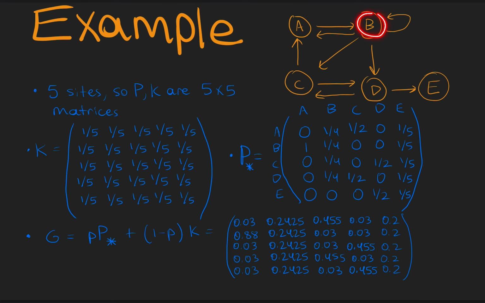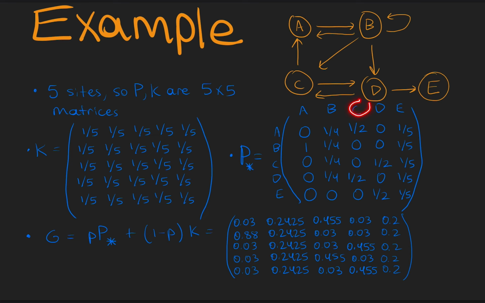Okay, and then we go to website B. Website B has a link to itself. It has a link to website A, it has a link to website C, and it has a link to website D. So those are 4 total links. So we're going to do 1 divided by 4, 1 divided by 4, 1 divided by 4, and 1 divided by 4, because these are the websites that they link up to. B does not have any connection to E, so we're going to put a 0 there.